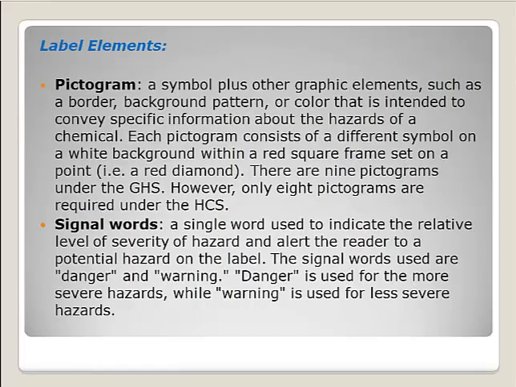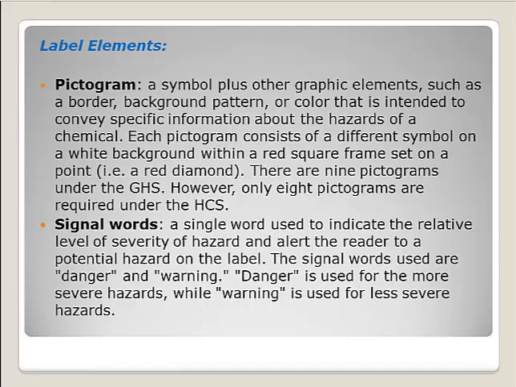Pictogram. It's a symbol plus a geographic element such as a border, background, pattern, and color that is intended to convey specific information about hazards of the chemical. Each pictogram consists of different symbols on a white background with a red square frame set on a point, essentially a red diamond. There are 9 pictograms under the GHS, however, only 8 are required under the hazard communication standard, and we'll talk a little bit about those.